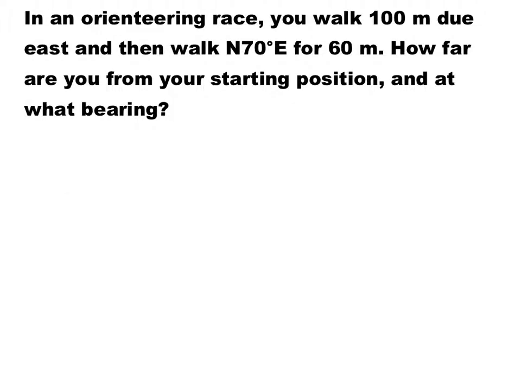In the next example, we have a race where you walk 100 meters due east. So you go 100 meters here. Let's call it U. And then you walk north 70 degrees east. So if I draw another coordinate system here, you go north and then 70 degrees east. So this is 70 degrees. And you go 60 meters. Let's call this one V. How far are you from the starting position and at what bearing?